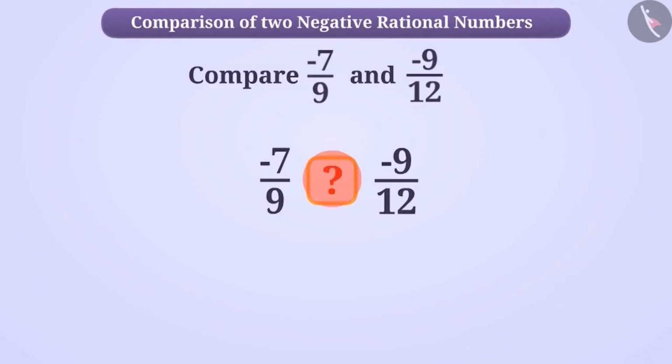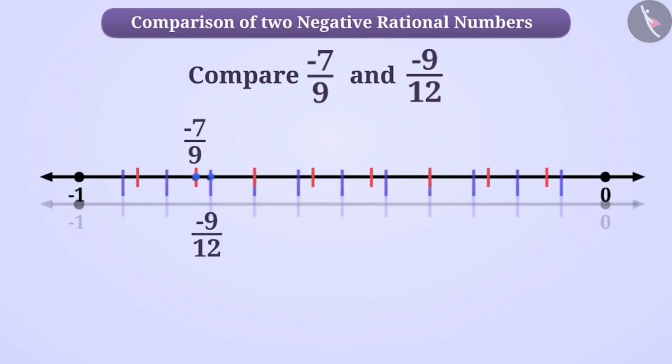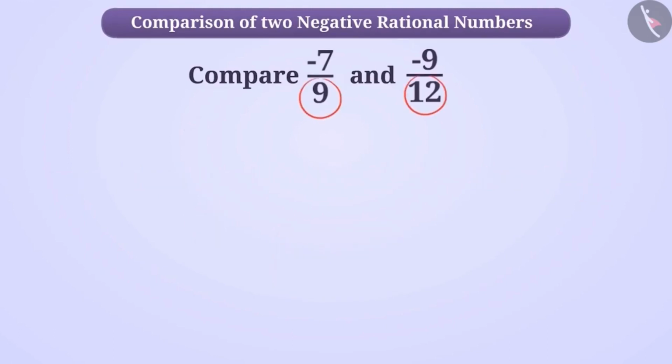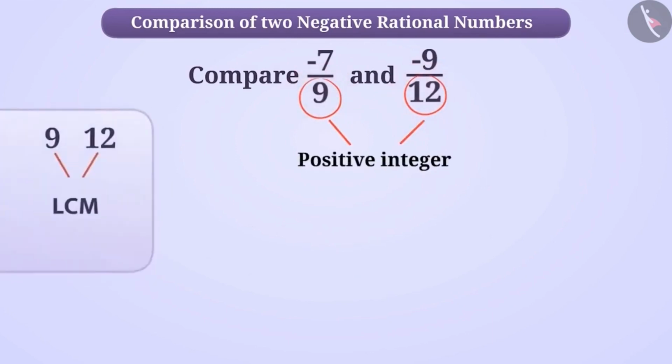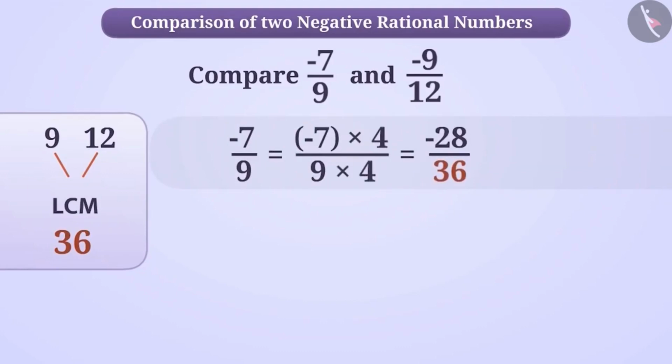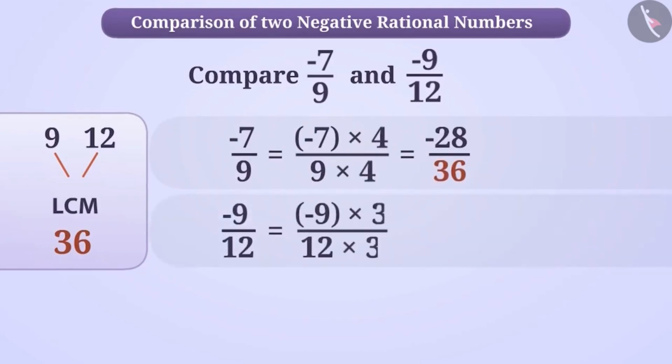Let me tell you. Suppose we want to compare minus 7 by 9 and minus 9 by 12. We express them on a number line. Then we can see that minus 7 by 9 is to the left of minus 9 by 12. Therefore, minus 7 by 9 is a smaller rational number than minus 9 by 12. Now let's make their denominators equal. First, we see that the denominator of both rational numbers is a positive integer. Then, we obtain the LCM of denominator 9 and 12 as 36. Using this, we find the equivalent rational number of minus 7 by 9 as minus 28 by 36 and that of minus 9 by 12 as minus 27 by 36.